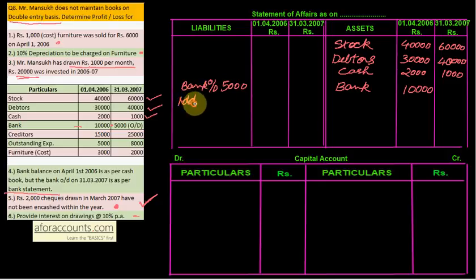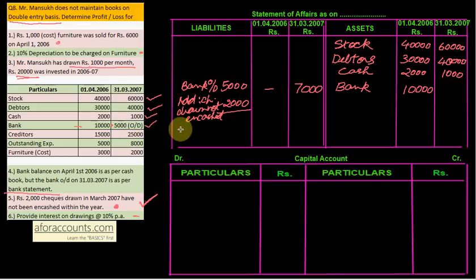Add checks drawn not encashed, and this was not recorded, so record it now. Overdraft will increase by 2,000 and that will come in your 31/3/2007 column, because here we have bank on 1/4/2006 as a debit balance, but here the overdraft is a credit balance in liabilities, 5,000 plus 2,000, 7,000, in the outer column. Okay, bank is done. Now creditors.